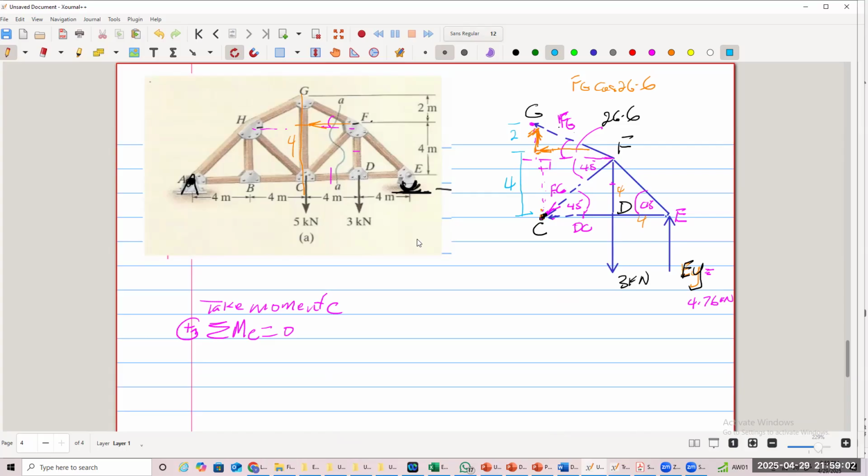We're going to try and find this one first. This one here, FG. Why? Because look, you see around here, this one is not acting. If we're going to take moment at C, then FC and DC are not in the problem. So the only force that is important to us is FG.